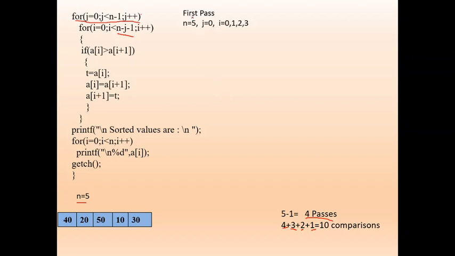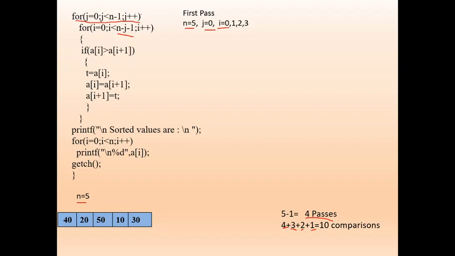Consider the first pass. In this case, my n value is 5 and the outer loop j is 0. The i value starts from 0. J ranges from 0 to n minus 1, that means 0 to 3 only, 0, 1, 2, 3. Total 4 passes I am going to have. And i starts from 0 and ends at n minus j minus 1.